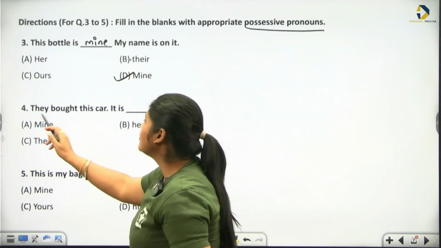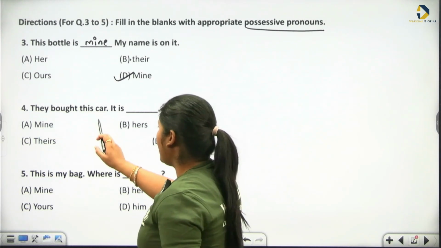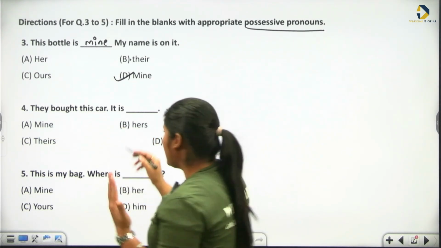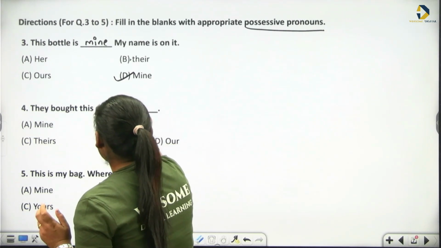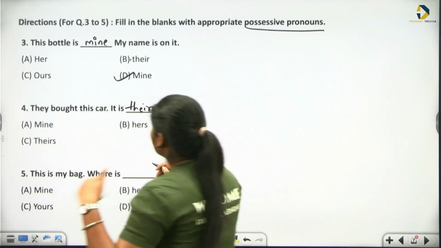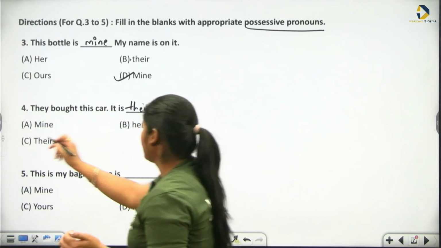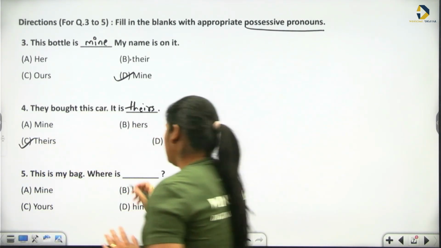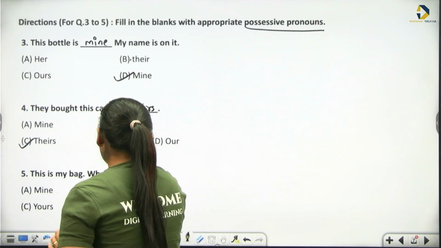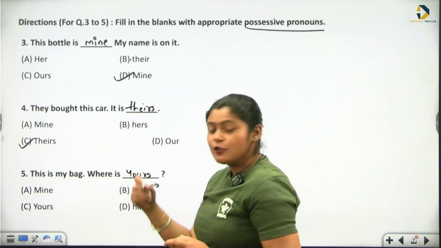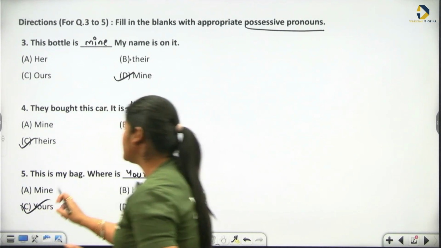Now see, question number 4. They bought this car. It is theirs. Okay, this is their car. Okay. Now see, this is my bag. Where is yours? This is my bag, where is your bag? So it is yours.